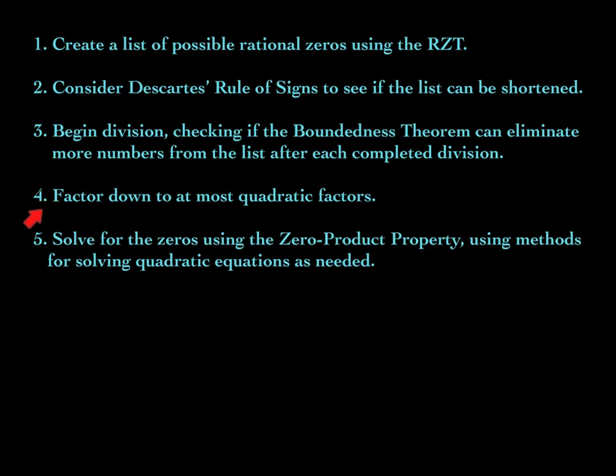You want to continue with the synthetic division and finding zeros until you factor down to at most quadratic factors. But once you're at quadratic factors, you can stop the synthetic division and you can solve for the zeros using the zero product property. Sometimes, remember, that's where you set each factor equal to 0 and solve, using methods for solving quadratic equations as needed. Okay, so this is a great list to kind of follow. All right, let's look at our last example.